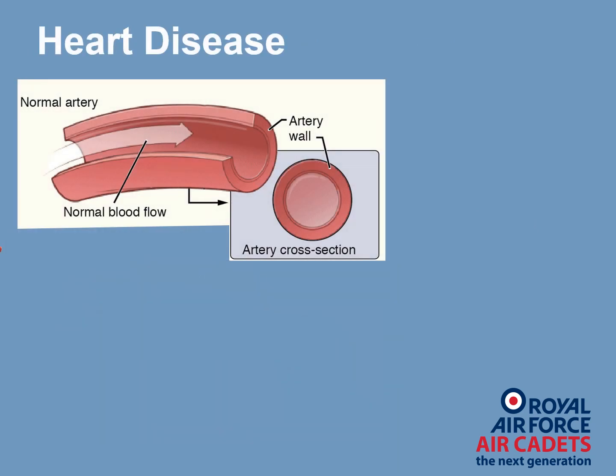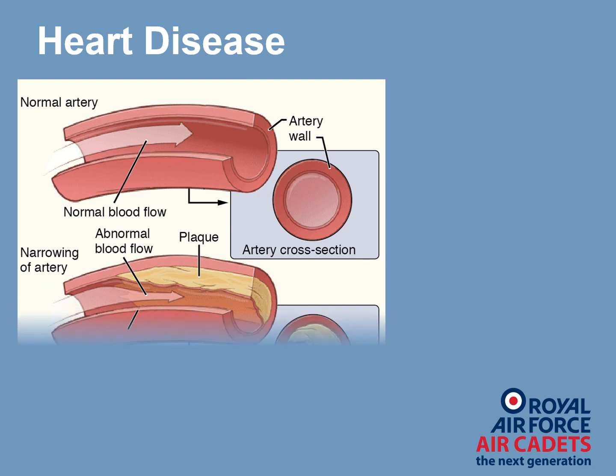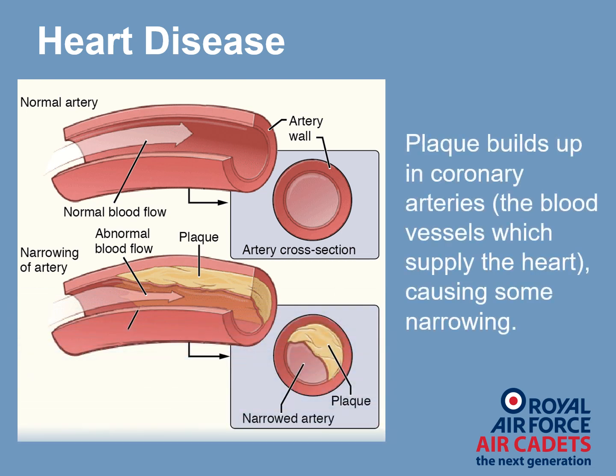It is these valves which make the classic heartbeat sound. Now we will look at some of the conditions that can affect the heart. You can see here how blood might flow through a normal, healthy artery. Heart disease is the term used to describe a wide range of medical conditions associated with the heart. It is most commonly used to refer to a build-up of plaque, a fatty substance that is deposited on the walls of our arteries, causing some narrowing.